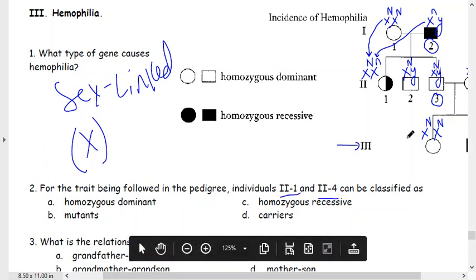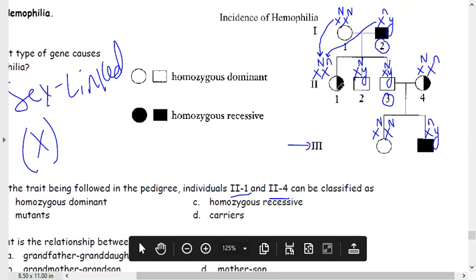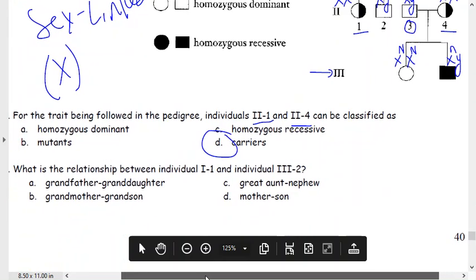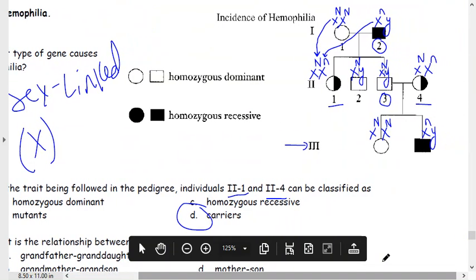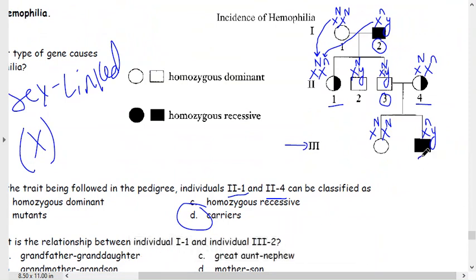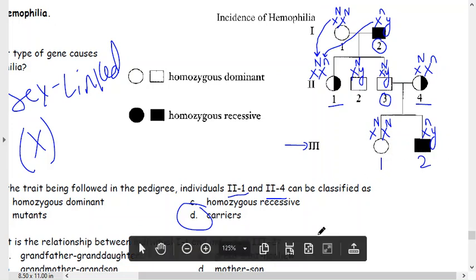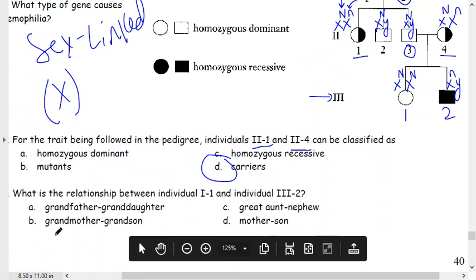individuals 2, 1, and 2, 4. Let's just go through this together. 2, 1, and 2, 4 are carriers. What is the relationship between individual 1, 1 and individual 3, 2? 1, 1 and 3, assuming this is 3, 2 right here. Grandmother and grandson. That's what it looks like to me. Grandmother and grandson right there.